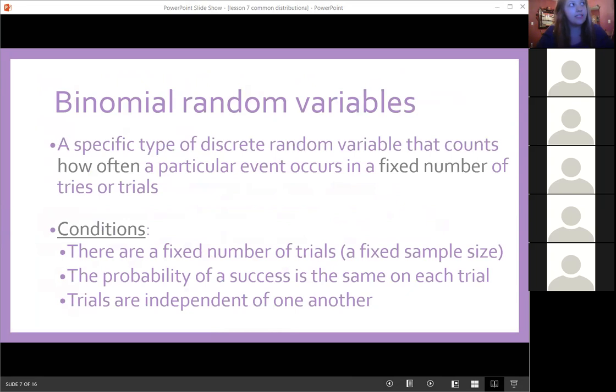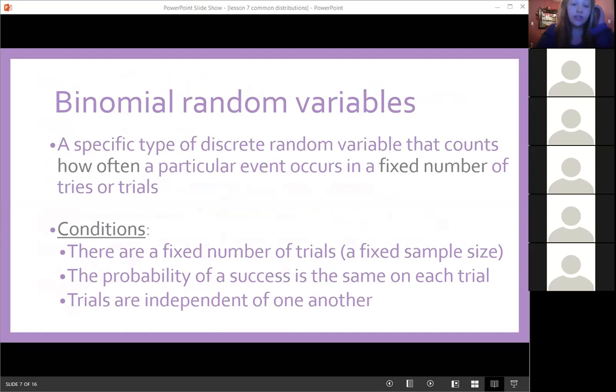So this is basically saying that when you do a trial, let's say you're picking marbles out of a hat, and the probability of getting a red one is 0.2. When you do the next sample, the probability of getting a red one also has to be 0.2. It can't change. If you're just taking random variables in general, it could change depending on what your sample is, because you usually make them all random. But in this case, we have to have the probability of a success being the same on each trial in order for it to be a binomial random variable.